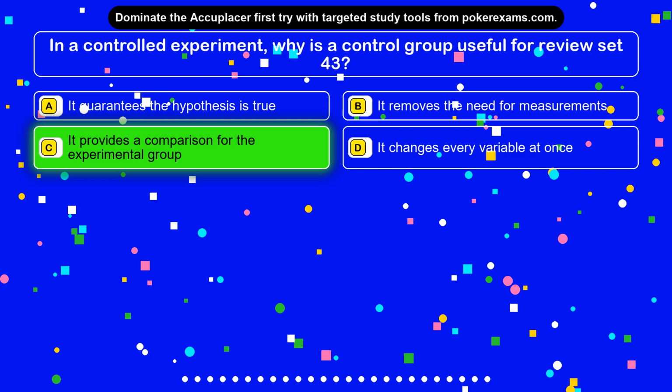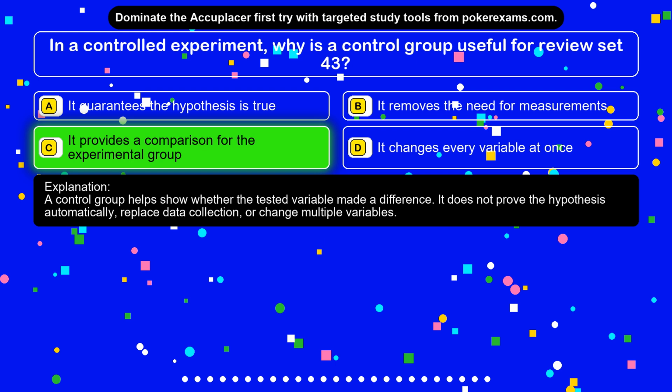The correct answer is option C. It provides a comparison for the experimental group. A control group helps show whether the tested variable made a difference. It does not prove the hypothesis automatically, replace data collection, or change multiple variables.